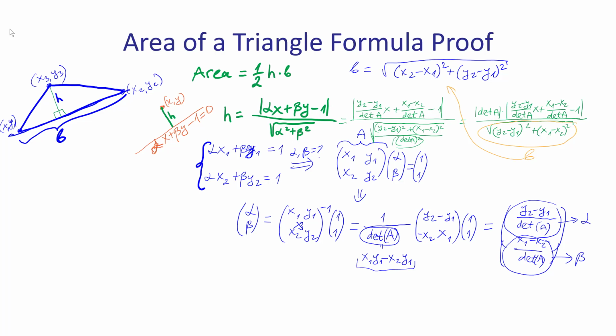Now we can start computing the actual area. I'm copying the same formula. It's 1/2 multiplied by b multiplied by h. But what will I get? I will have b multiplied by h. h is something divided by b. Here I will have det A, and here I will have all of those things which I had before.